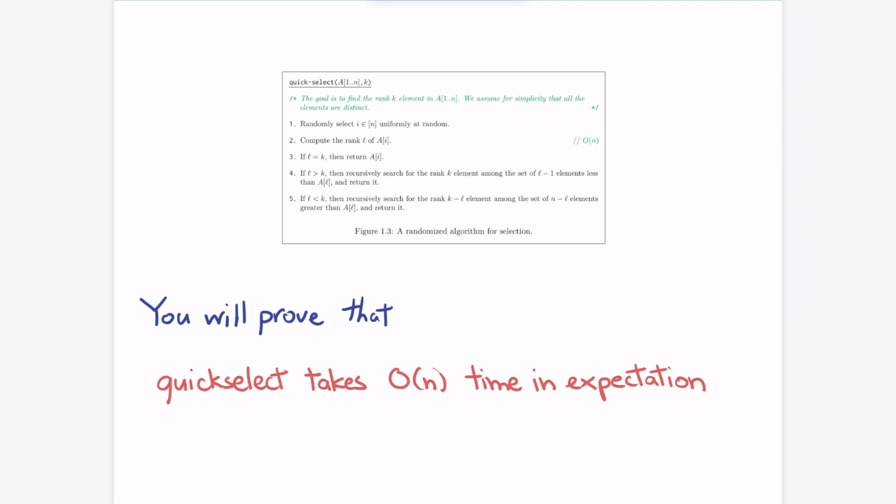Good. I guess you will. So I think we'll give you two different choices on the homework, and you can choose which approach you prefer.